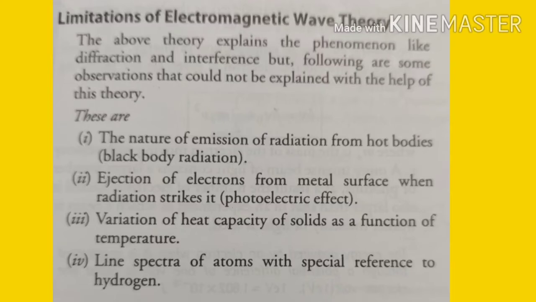These are: number 1, the nature of emission of radiation from black bodies, which is called black body radiation. The second is the ejection of electrons from a metal surface when radiation strikes it, which is called the photoelectric effect. Third is the variation of heat capacity of solids as a function of temperature. Fourth is the line spectrum of atoms with special reference to hydrogen.